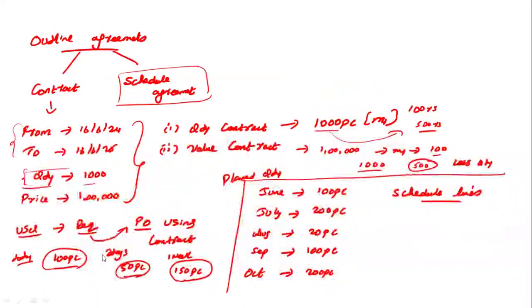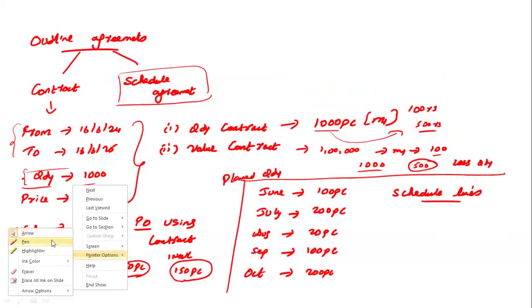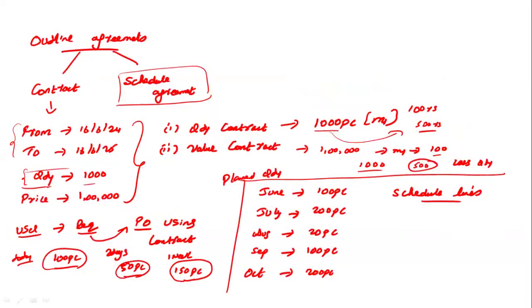So here you have a quantity contract. When I say quantity contract, your contract gets expired when you are buying 1,000 pieces. For example, you have a quantity contract of 1,000 pieces. You will place the POs based on the quantity. So you place 50 pieces, you place 100 pieces, like this, till it reaches 1,000 pieces. This is the quantity contract.